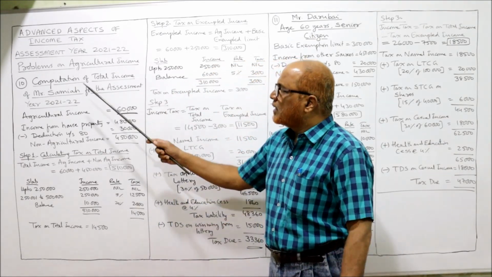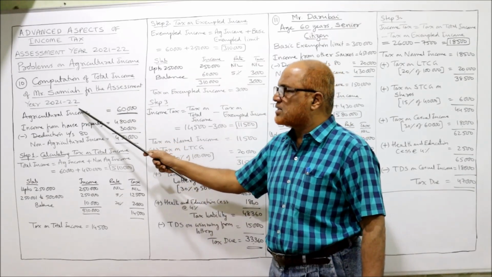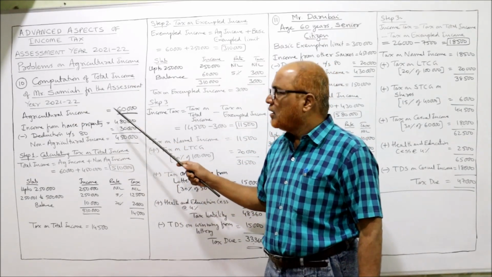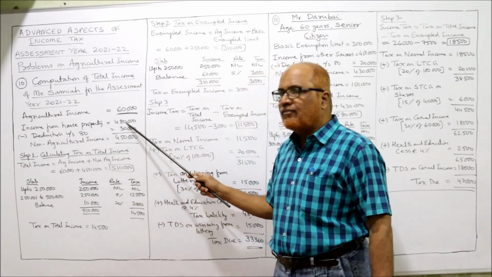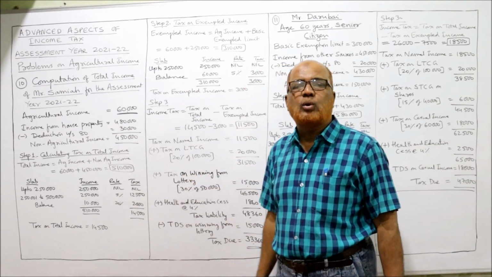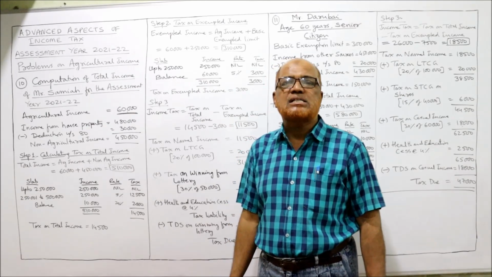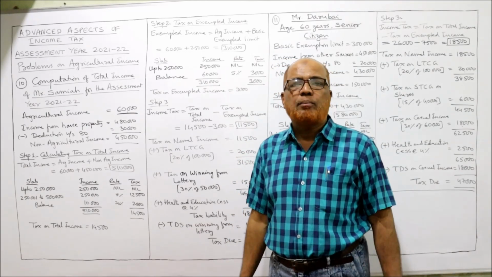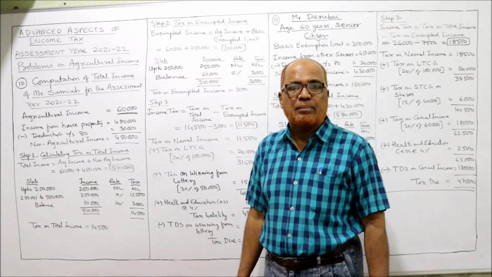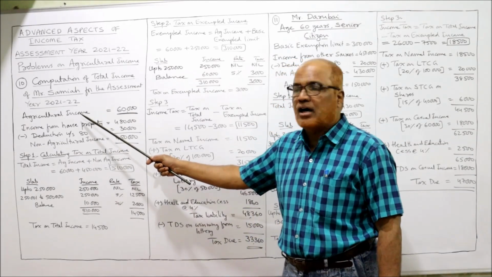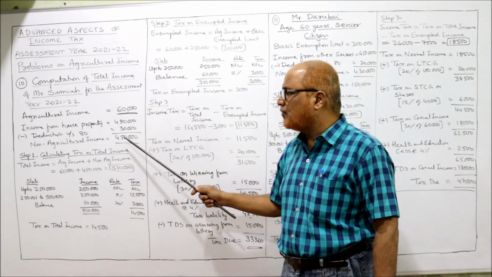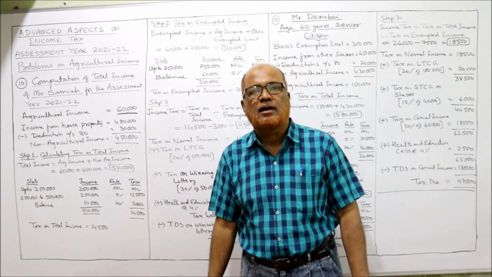Now see here, computation of total income of Mr. Samia for the assessment year 21-22. Agricultural income 60,000 is directly given. Now income from house property 4,80,000. From this we have to deduct the deductions under section 80. Remember, deductions under section 80 will not be deducted from long-term capital gain or from casual income. It will be deducted from other incomes. So income from house property 4,80,000 minus 30,000, 4,50,000 is the non-agricultural income.